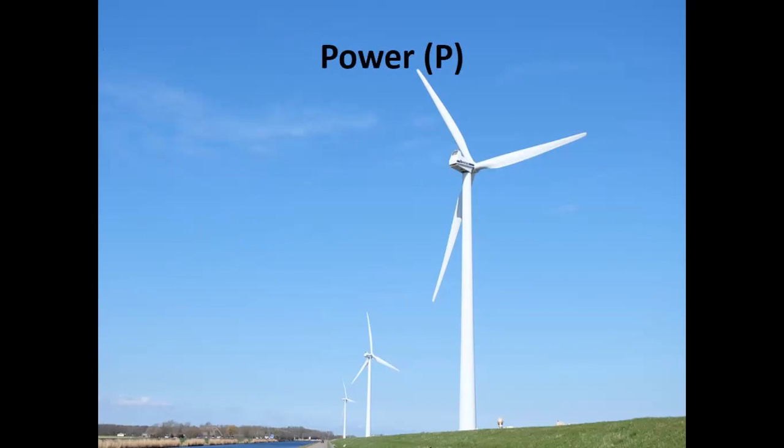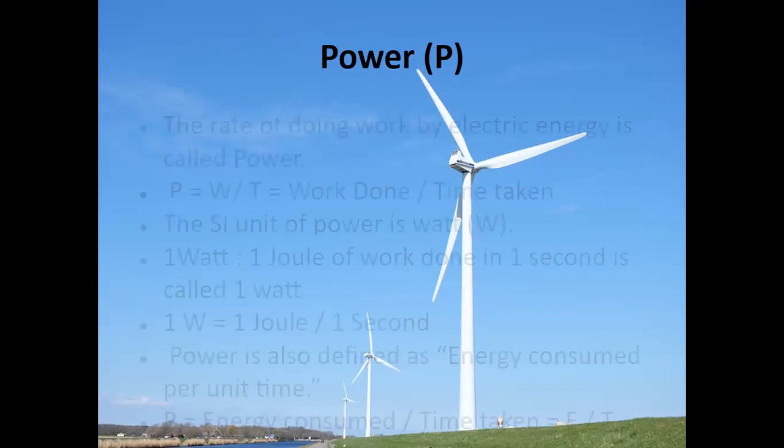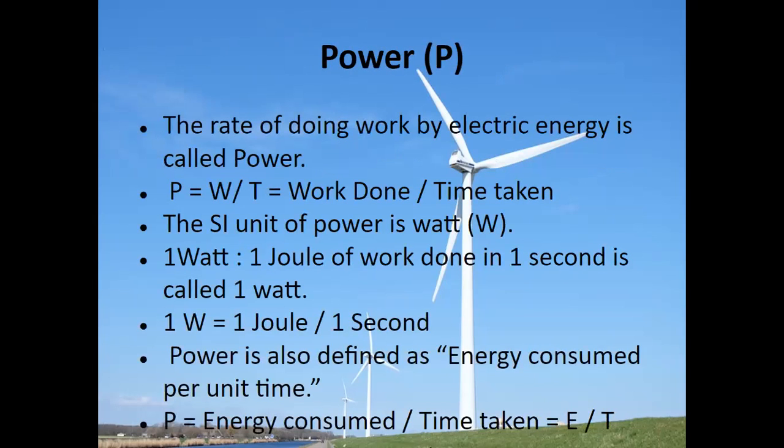Then we move towards another concept, that is power. Power is denoted by P. Definition: the rate of doing work by electric energy is called power. Electric energy is a form of energy. That electric energy also does work. Because of that electric energy, work is done.